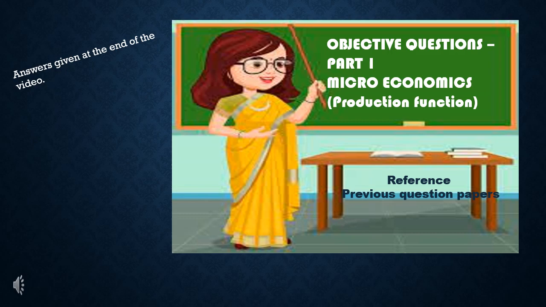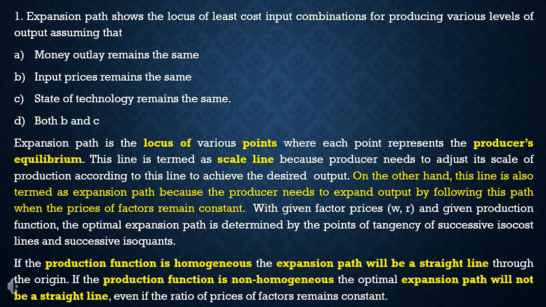Microeconomics Production Function. Question number 1. Expansion path shows the locus of least cost input combinations for producing various levels of output, assuming that money outlay remains the same, input prices remain the same, state of technology remains the same, both B and C.